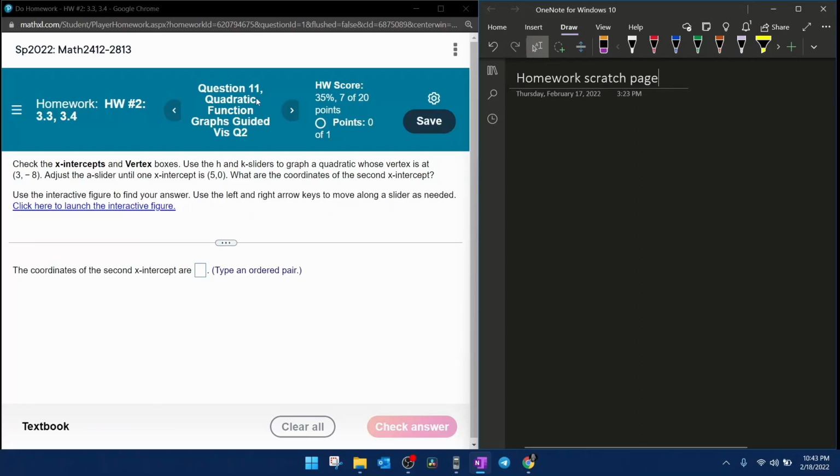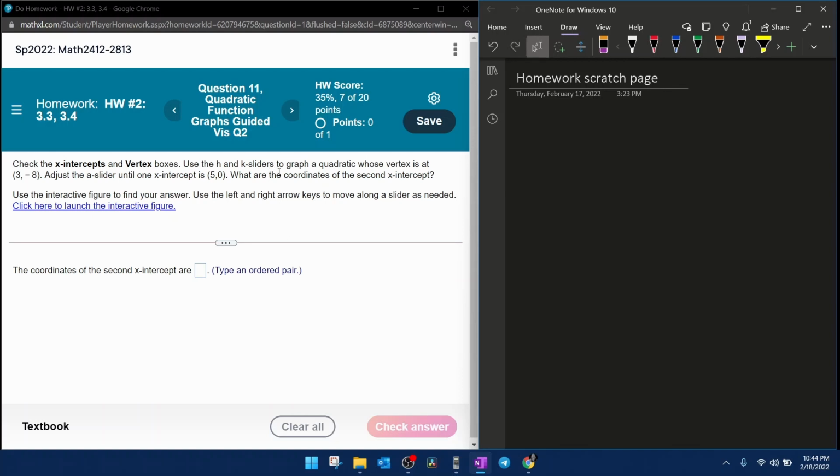All right, here we go. Question number 11 from our Precalculus homework number 2 in MyLab Math. We have another interactive figure problem. It says check the x-intercepts and vertex boxes once the window opens.